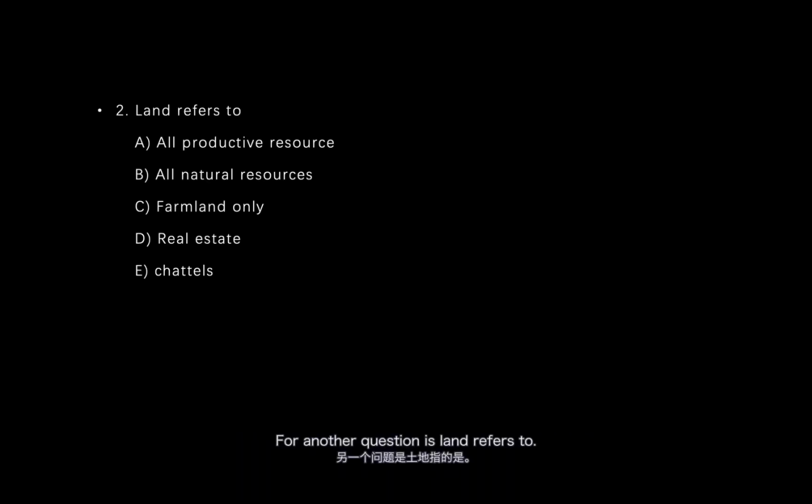For another question: land refers to A. All productive resources, B. All natural resources, C. Farmland only, D. Real estate, E. Chattels. You can pause and think for a moment.